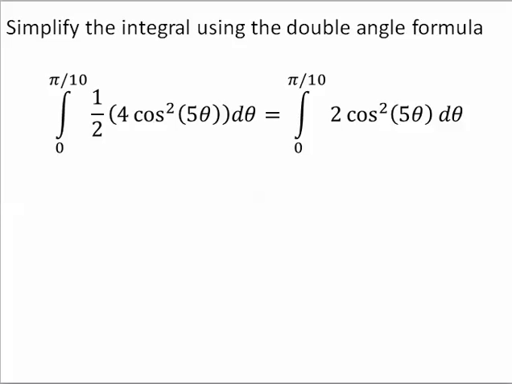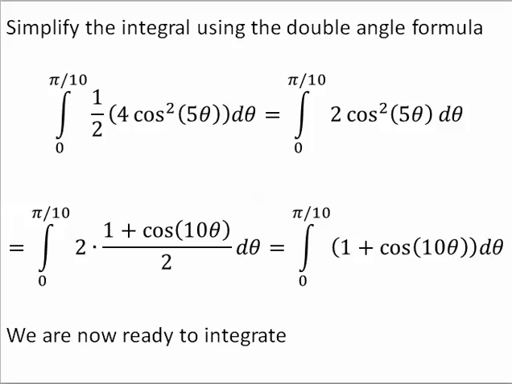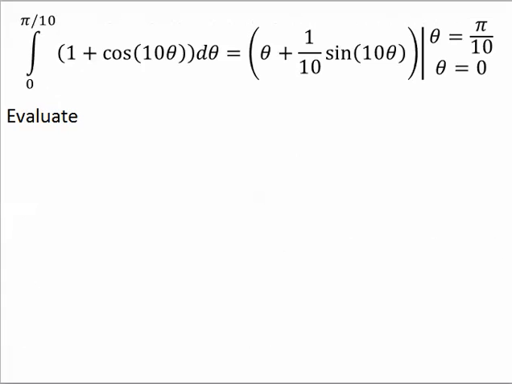What we need to do is simplify the integral, and I'm going to use the double angle formula, also known as the power reducing formula. After I use the double angle formula, I go 2 times 1/2, and this simplifies very nicely. So this is not very difficult for us to integrate at this point, and we are now ready to integrate. So go ahead and integrate. After we integrate, we evaluate.